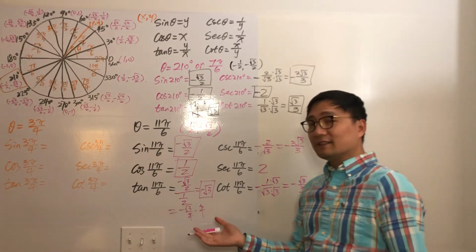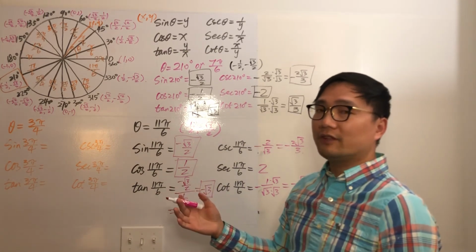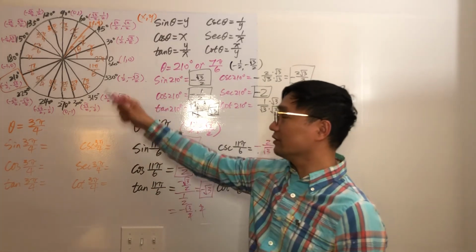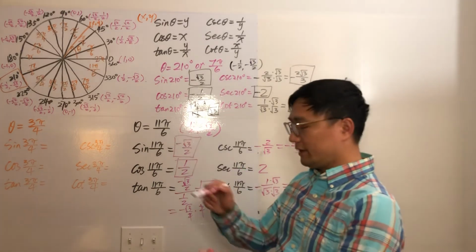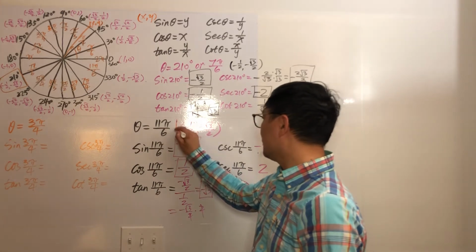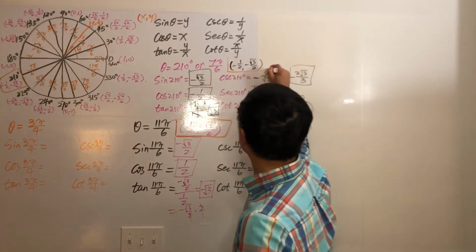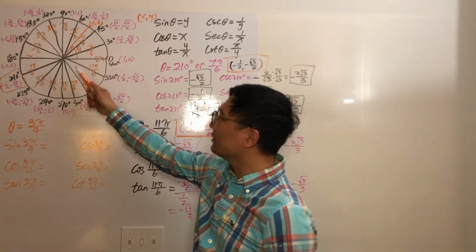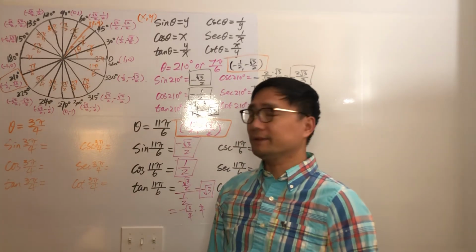It's done. So every time you want to evaluate a six-trig function value based on the unit circle, the first step you need to find out is the coordinate. It's always the most important thing. You have to know the coordinate. So how to find the coordinate? Based on the unit circle here. Now I'll give you one more example and then we're done for today.